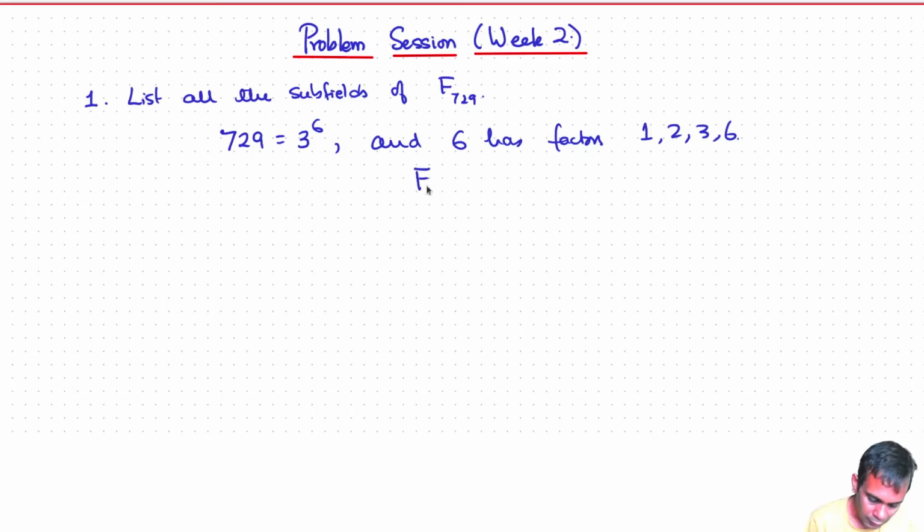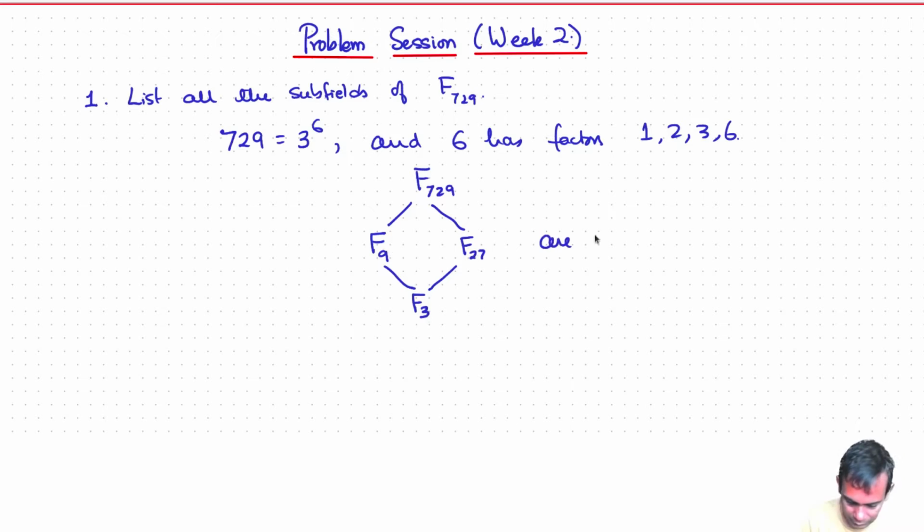So we have F729, it contains a subfield of order 3 squared, which is 9. It also contains a subfield of order 27, which is 3 cubed, and both those contain a subfield of order 3. F729 has exactly 4 subfields including itself: F729, F9, F27 and F3. These are the subfields of F729. It is exactly one of each of them.